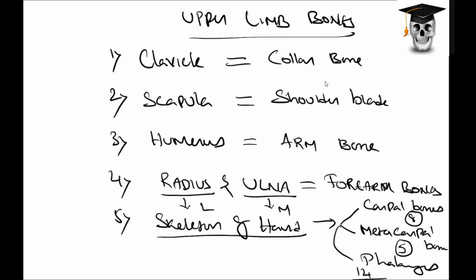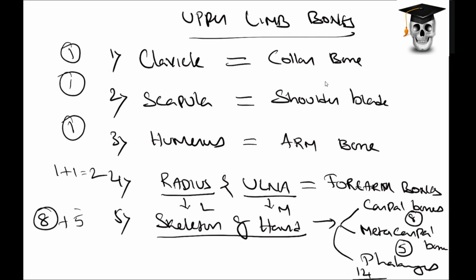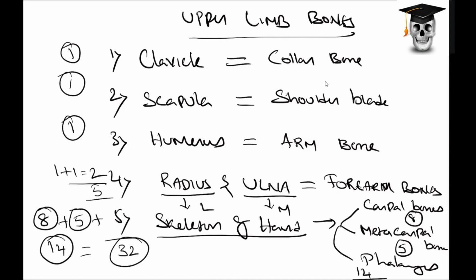If we count the bones we have in the upper limb, there is 1 clavicle, 1 scapula, 1 humerus, 1 radius and 1 ulna. And in the skeleton of the hand, you have 8 carpal bones, 5 metacarpal bones, and 14 phalanges. So what is the total? 5 bones here, then 10, 18, 28, 32. The total is 32 bones.